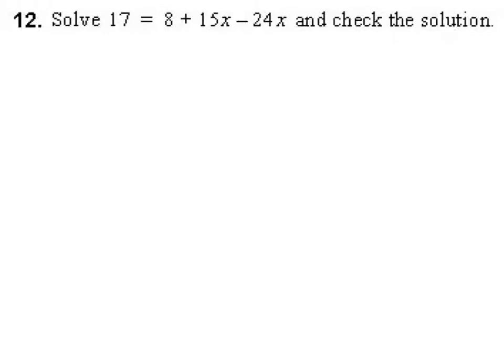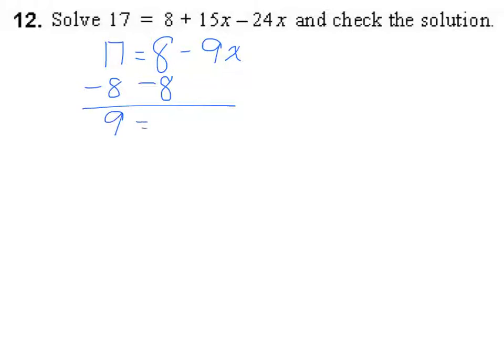Once again, they want us to solve and check the solution. So the first thing we want to do is combine our like terms. So I'm just copying down the 17 equals 8. And 15x minus 24x, if you're not sure, use a calculator, is negative 9x. And then I want to get rid of the 8 from the same side where my x is. So I'm going to subtract 8 from both sides of the equation. 17 minus 8 is 9. And I'm just copying down my negative 9x. So now to get rid of times negative 9, I'm going to undo that with divide by negative 9, and I get negative 1 equals x.